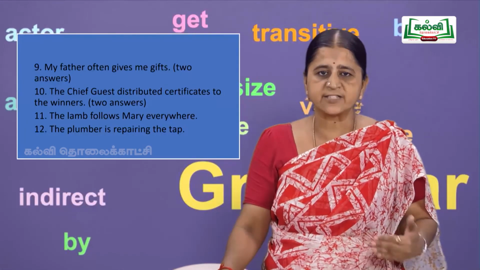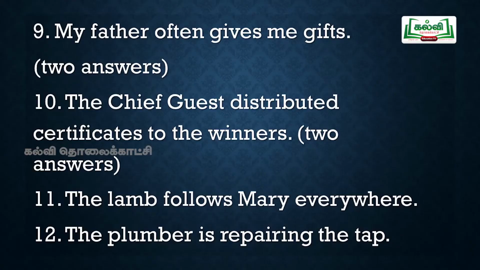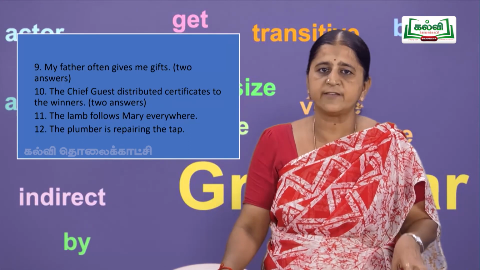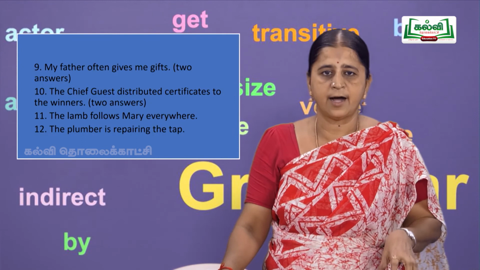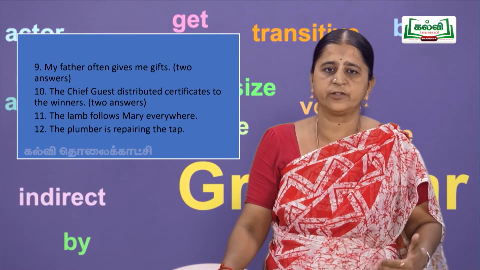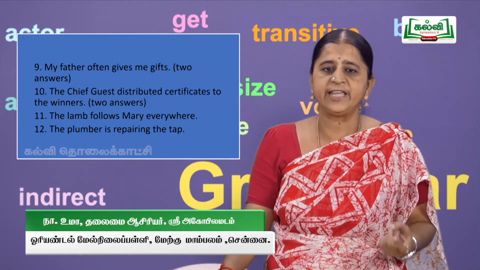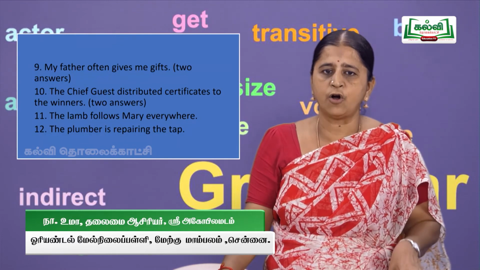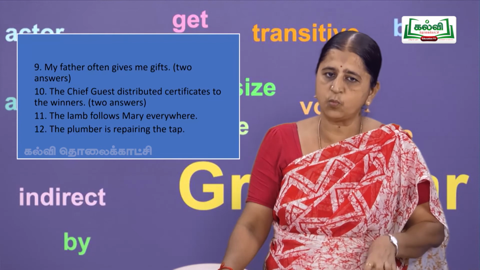So, when changing to passive, we get two answers. So, first answer, my father often gives me what? Gifts. So, we write gifts. Gifts is the subject. Now, gifts is of the plural form. So, which verb do we use? Are. After putting are, we look for the past participle of the verb. Give present tense, gave past tense, given past participle. So, gifts are often given to me by my father. This is answer number 1.